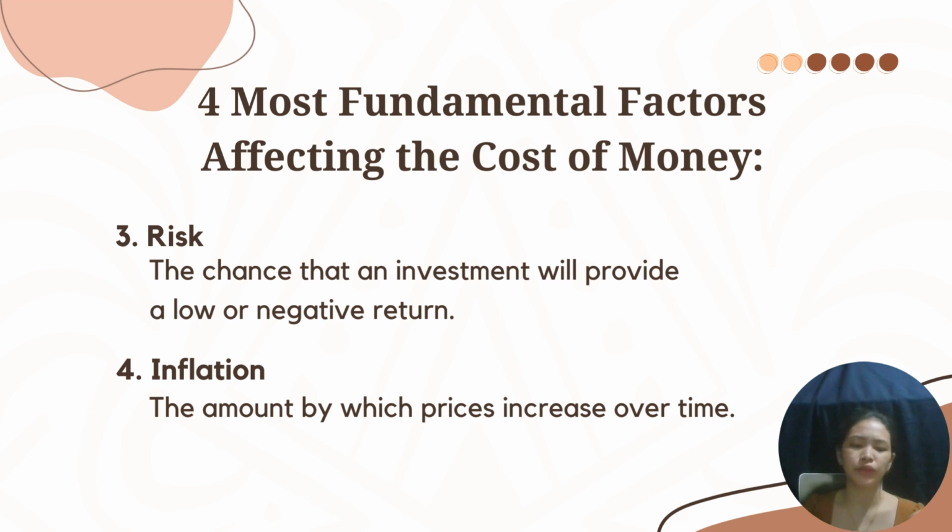For example, if a chocolate bar costs 8 pesos today, but next year it costs 9 pesos. So if you have 100 pesos today, you can buy 13 chocolate bars. Next year, your 100 pesos will only be able to buy you 11 chocolate bars. So it means your money doesn't go as far because things are getting more expensive. So that's why it's very important to keep an eye on inflation because it affects how much stuff you can buy with your money.